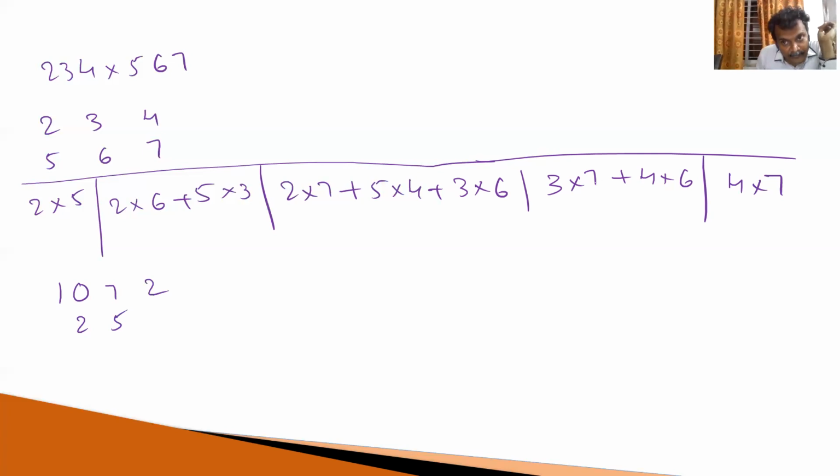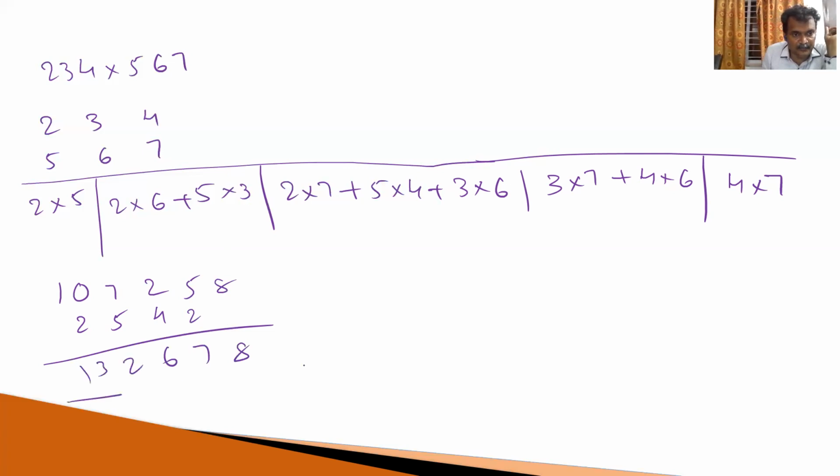Next, 21 plus 24, 45. Next, 28. So what is the answer? 8, 7, 6, 2, 3, 1, which is the required answer.